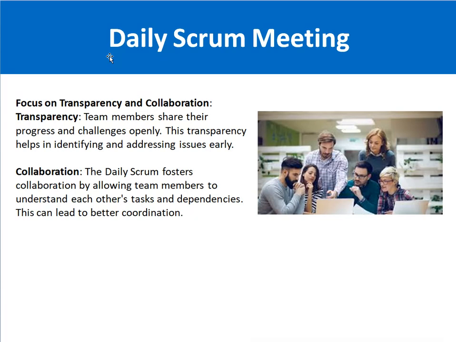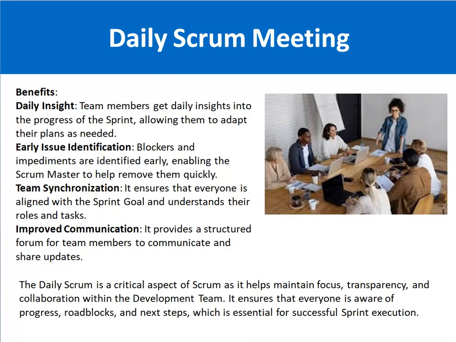And then collaboration. Collaboration means that the teams should understand the task and dependencies on other team members. For example, if I complete the task, then you can start your task, so you have a dependency on my task. So that means the collaboration, coordination and the working environment is very important, and the team should understand that collaboration is very important so that they can work properly. So transparency and collaboration both are very important in the daily scrum meeting.